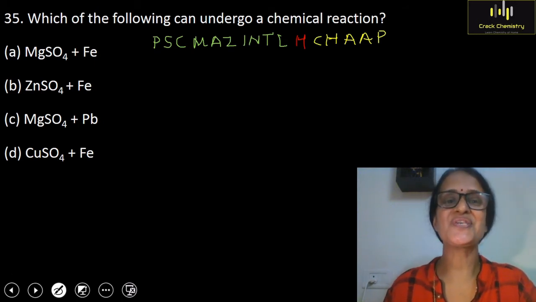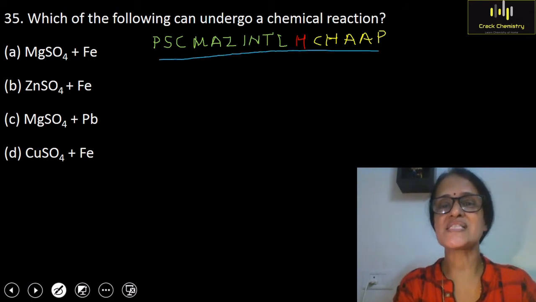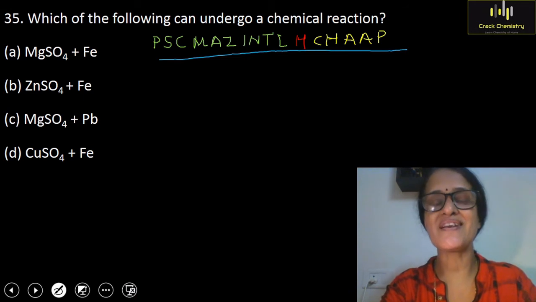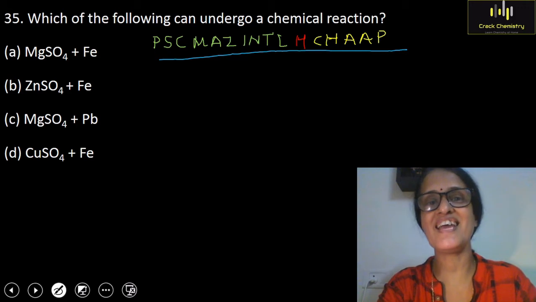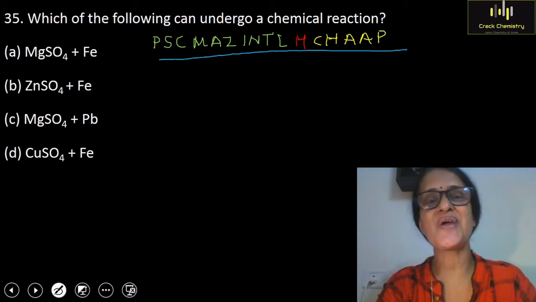For solving this question, you must know the reactivity series. So for your convenience, I have written the reactivity series here. You can learn the reactivity series by a very simple mnemonic, which is PSC, MAZINTL, HCHAAP. I repeat, PSC, MAZINTL. MAZINTL means M-A-Z-I-N-T-L, HCHAAP. So P stands for potassium, S stands for sodium, C stands for calcium, M stands for magnesium, A stands for aluminium, Z stands for zinc, I stands for iron, N stands for nickel, T stands for tin, L stands for lead.